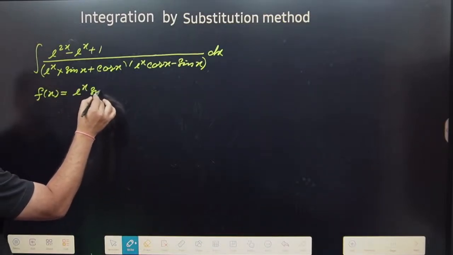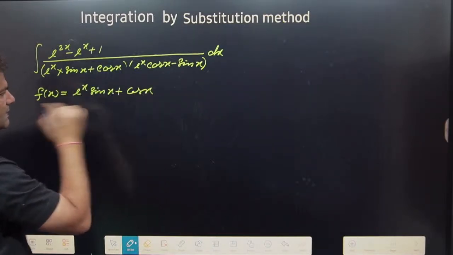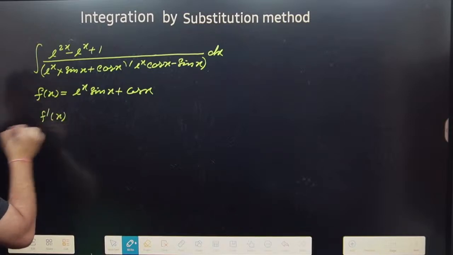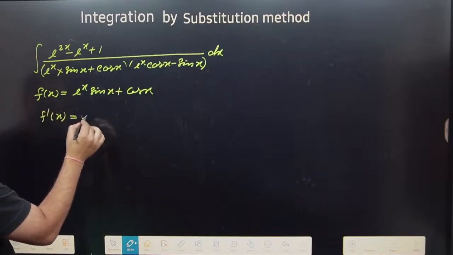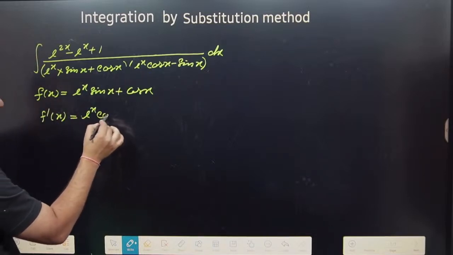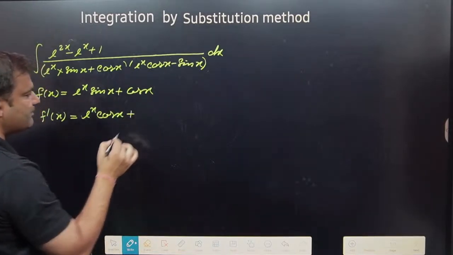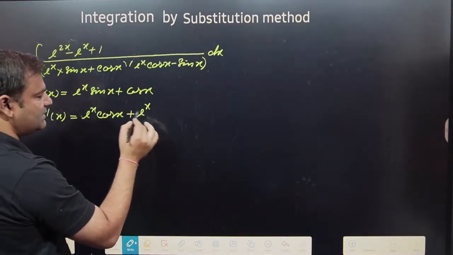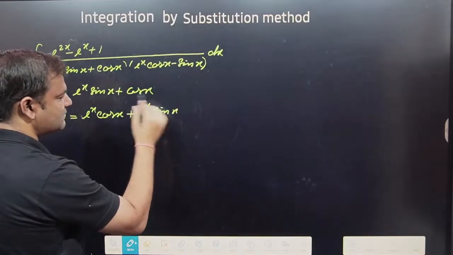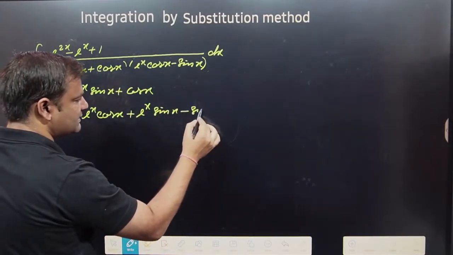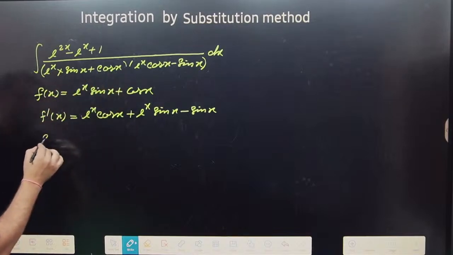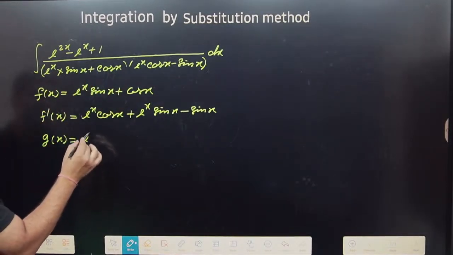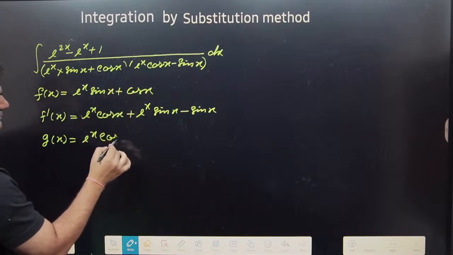Here e to power x into sin x plus cos x, if we differentiate this one, then what do we get? E to power x into the differentiation of sin x, this is cos x, plus the differentiation of e to power x, simply e to power x into sin x, minus the differentiation of cos x, minus sin x. I hope that is clear.